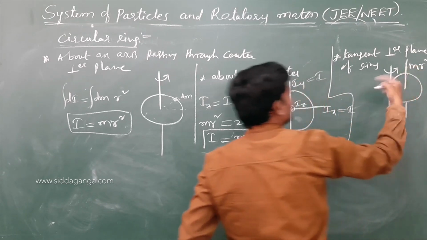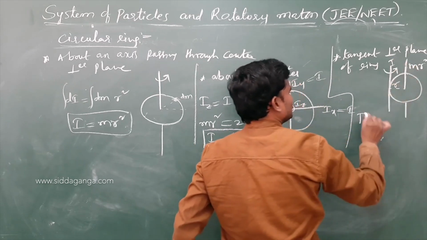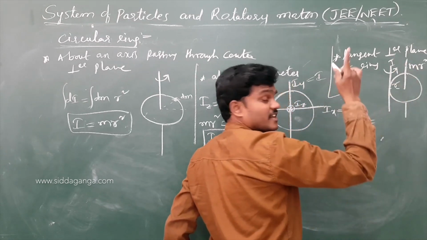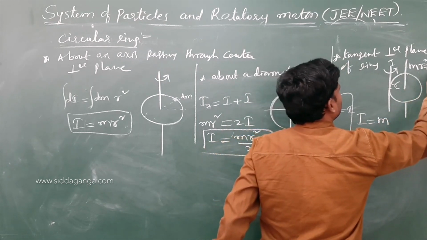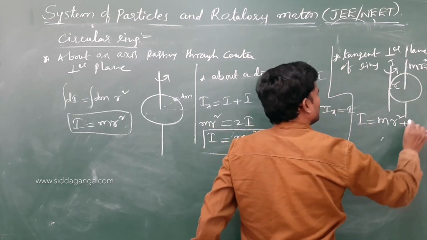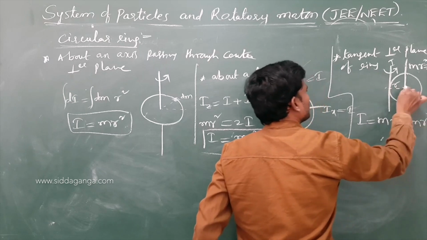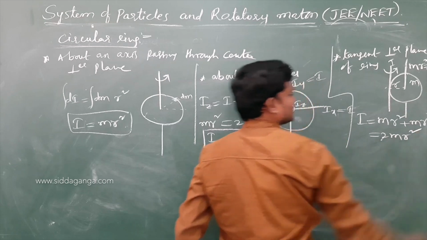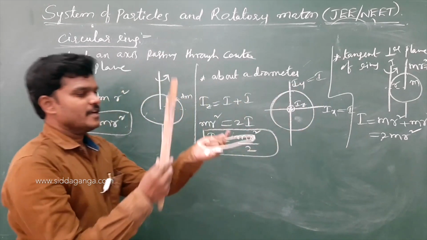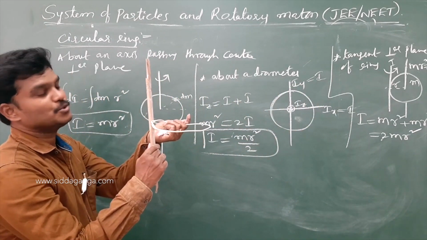This distance is r. Use the parallel axis theorem. So I is equal to I_CM plus MR square. I_CM is what? This is I_CM. MR square plus MR square. Now the answer is 2MR square. So about a tangent perpendicular to the plane it is 2MR square.